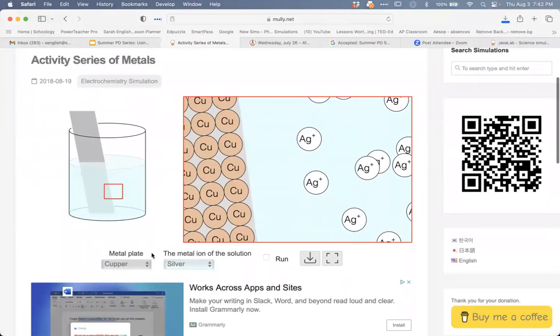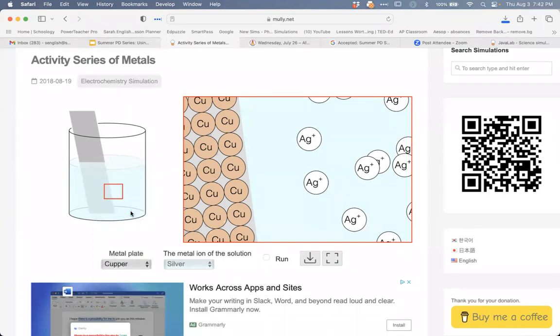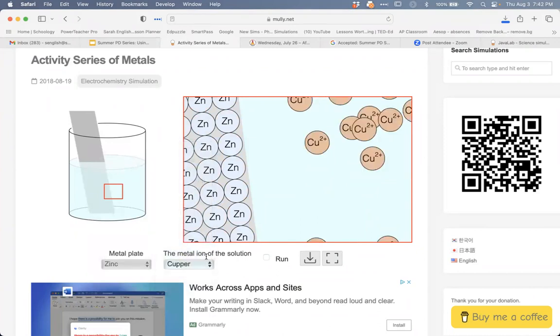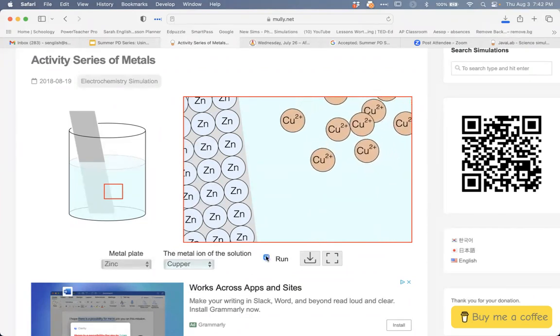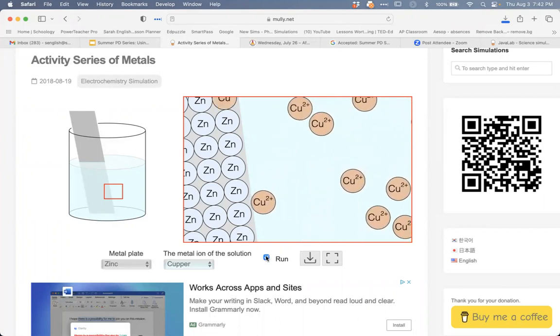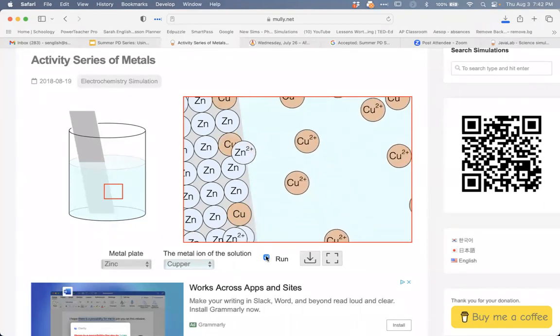So okay, look, we can change the metal plate. Let's see. What are we feeling? So we could do a nice zinc metal, and the solution, we could just do copper right there. So there we go. If we hit run, we're basically seeing the activity series in play, coming in right here.